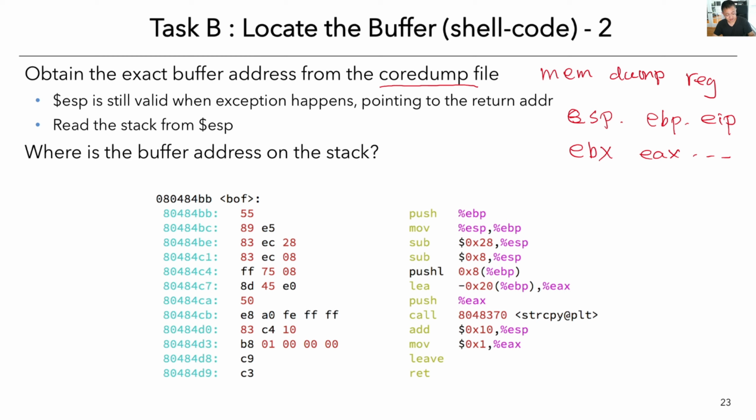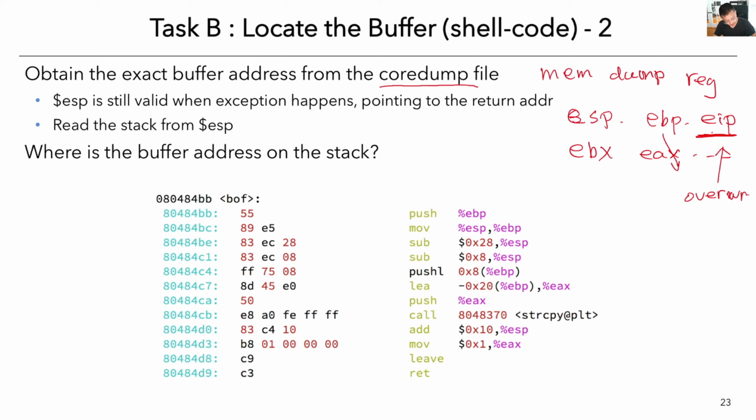So the question is, in the core dump file, which registers' content can be trusted? Apparently, the EIP cannot be trusted, because it has been overwritten. And also the EBP has been overwritten.